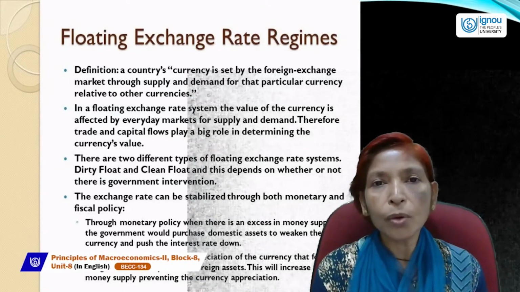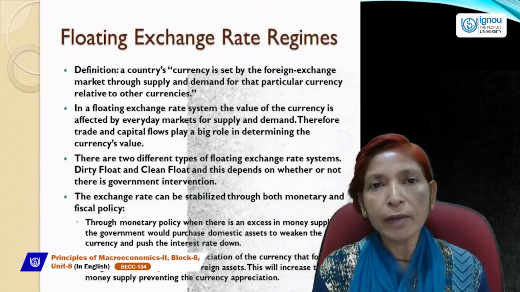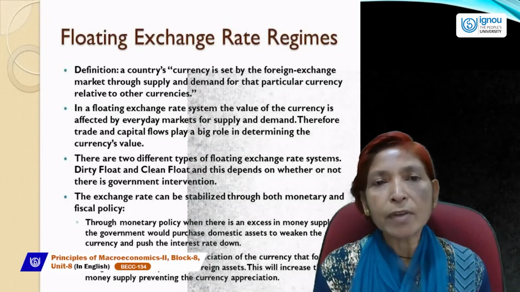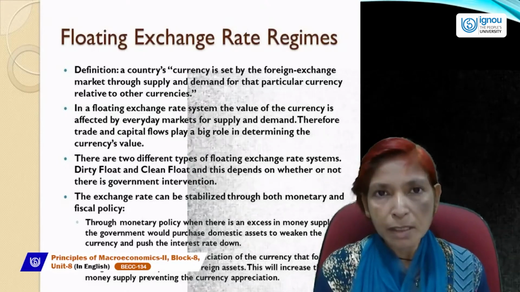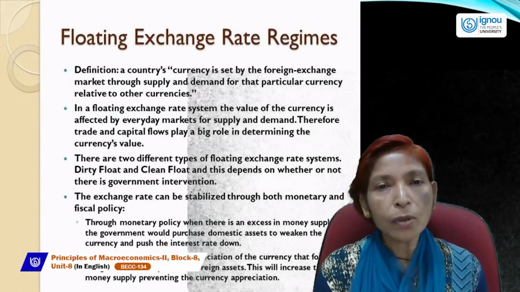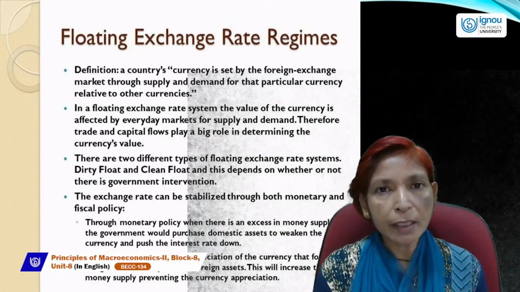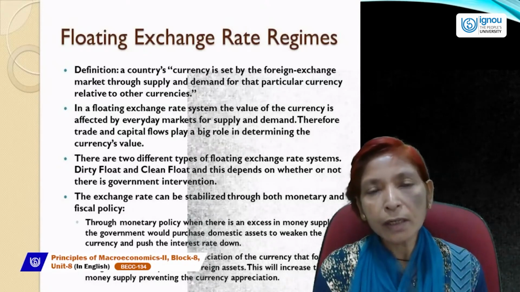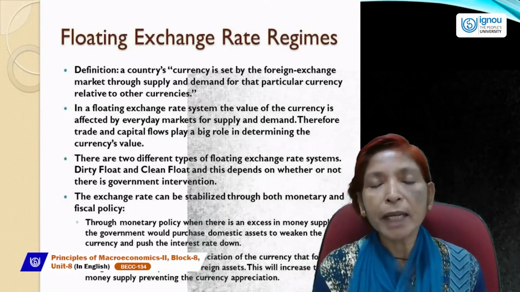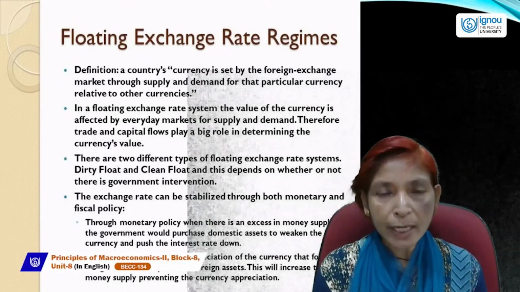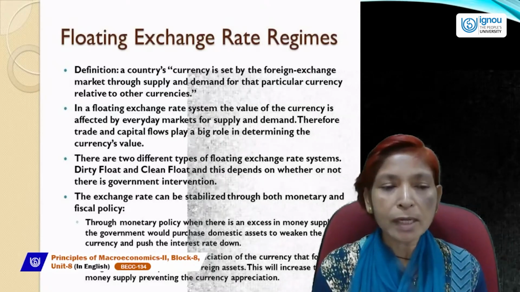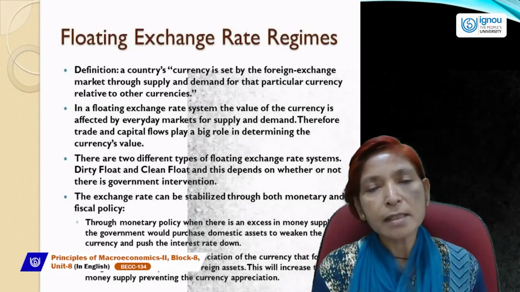Capitalist economies are those economies in which all the economic activities are run by private entrepreneurs, not by the government. The government's role is very limited. The government does not intervene in any economic activity. Then the economy can move smoothly only with the help of the forces of demand and supply. So under the floating exchange rate system, the exchange rate is fixed by demand and supply.